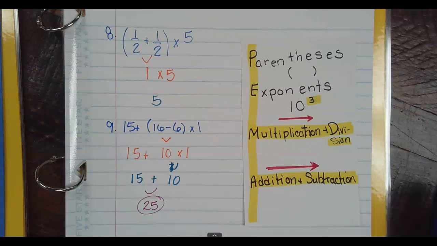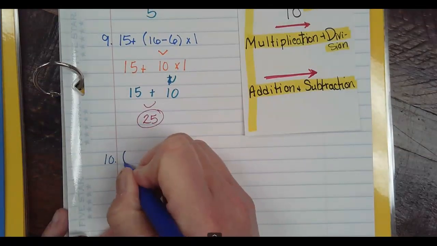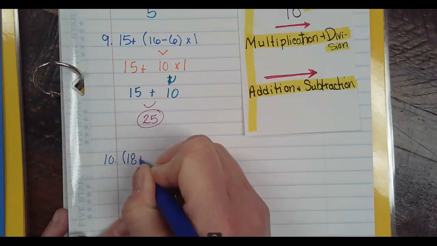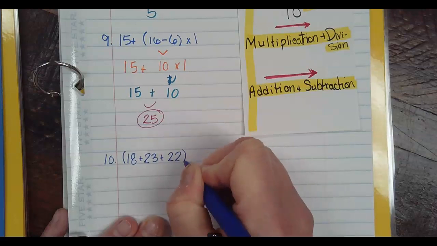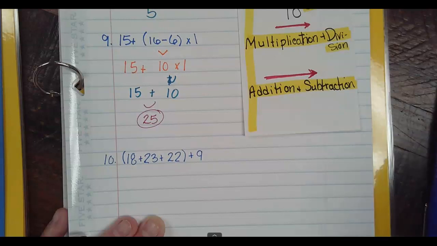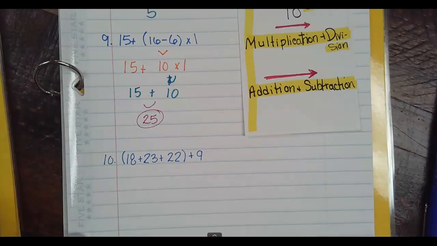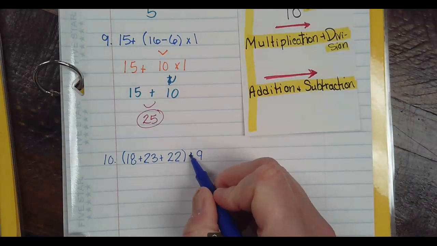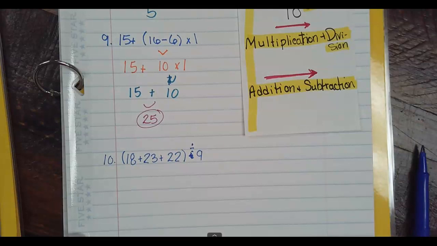Number 10. I have 18 plus 23 plus 22 plus 9. Oh, did I write the wrong one down? Yeah. Oh, good catch. Sorry. I was in the mood for adding, apparently. Okay, so what do I do first?